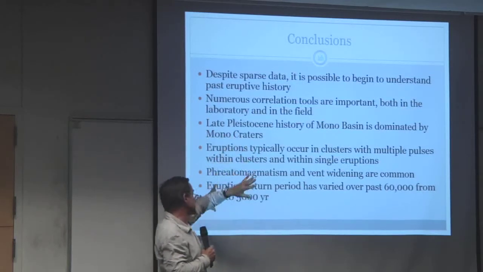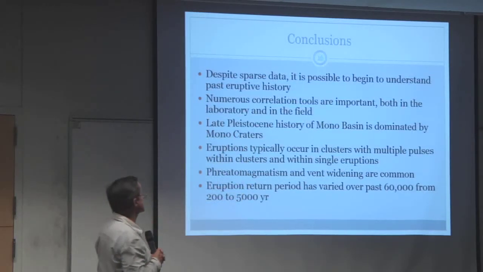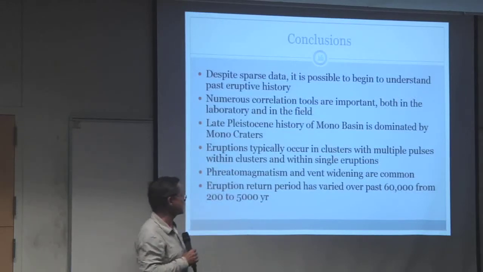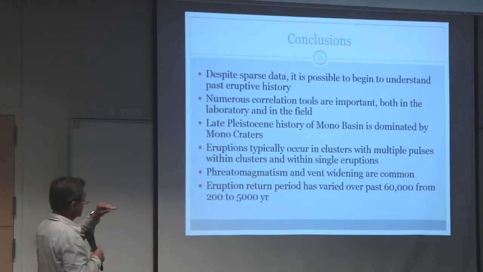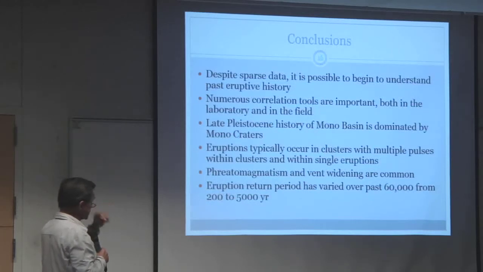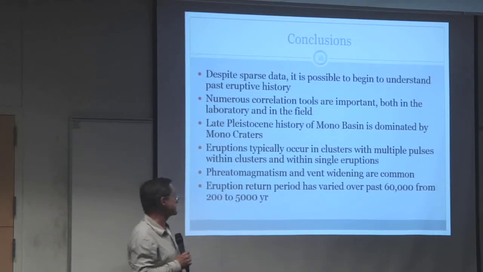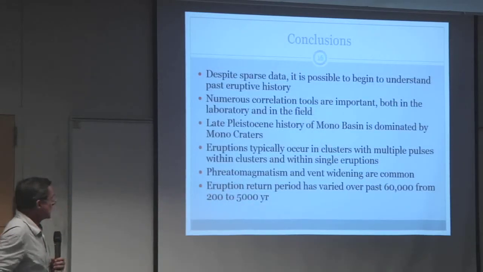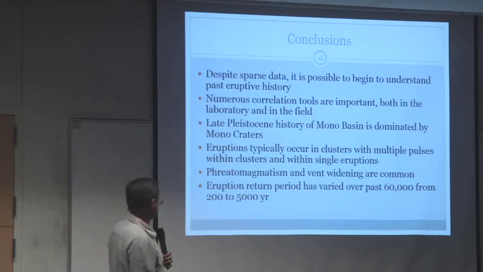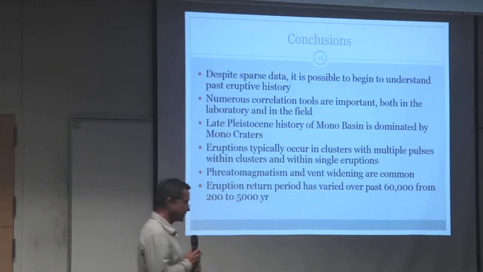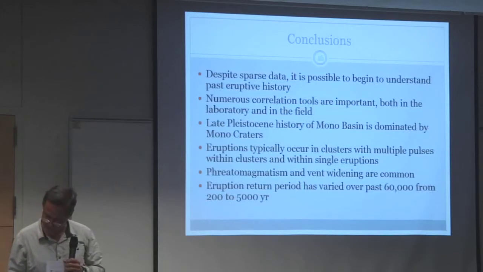Most of the beds that we've looked at are from the Mono Craters, although as Susan said, some are starting to show up from another volcano about 30 kilometers to the south. The eruptions typically occur in clusters with multiple pulses within clusters and within single eruptions within those clusters. Phreatomagmaticism and vent widening are common at times, throwing out the ostracods or the large amounts of obsidian that are super common at this volcano. And the return period for eruptions varies from about 200 to about 5,000 years.